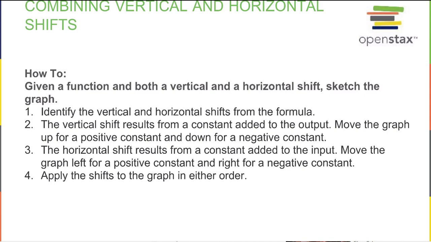Combining vertical and horizontal shifts. First, if you're given a function and both a vertical and horizontal shift, sketch the graph. To do this, we identify the vertical and horizontal shifts from the formula. The vertical shift results from the constant being added to the output. So we're going to move the graph up for a positive constant and down for a negative constant. The horizontal shift results from a constant added to the input. So move the graph left for a positive and right for a negative constant. And that goes back to that negative h thing. And then apply the shifts to the graph in either order.